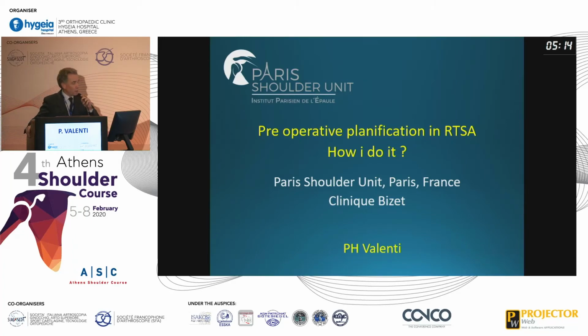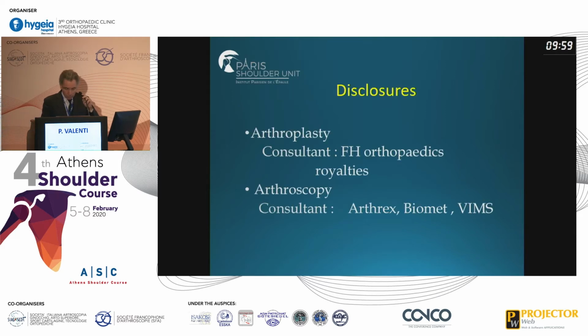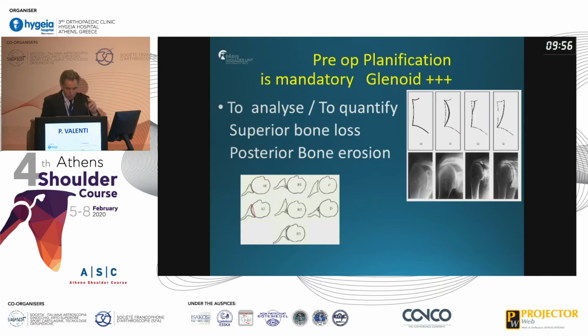Okay, I report my technique that I use now before to do a reverse prosthesis. The key point is to analyze the deformity on the glenoid because it's more difficult to implant a reverse prosthesis. So you have to analyze the inclination, and this is the classification of Luc Favre.